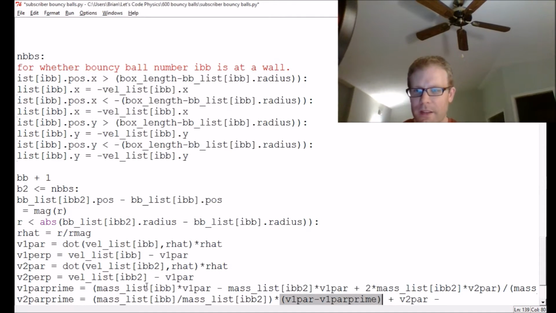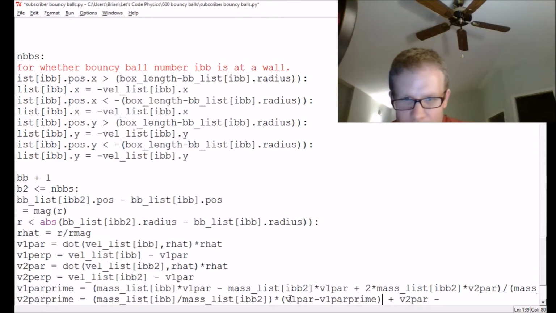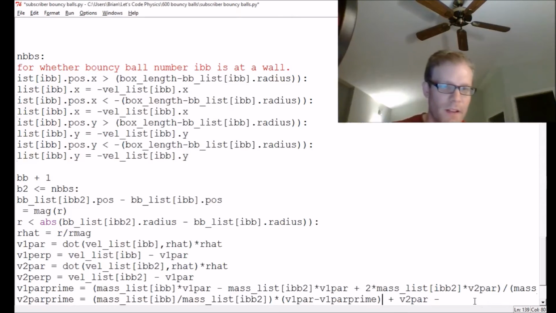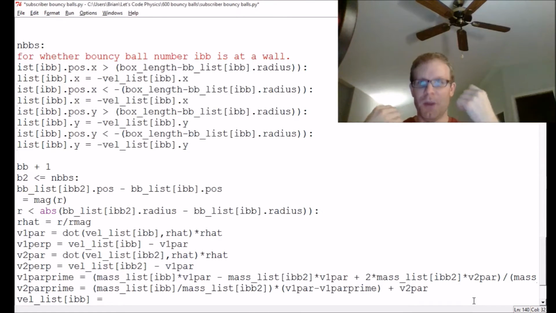Okay, so let's double check that. So I've got M1 over M2, V1 parallel minus V1 parallel prime, plus V2 parallel, and now I don't need this subtraction sign over there. Okay, cool. So that gets me the new components. Now I just have to combine those to update the vectors. So we're going to say vel list of IBB. So now I'm updating the velocity of particle 1.